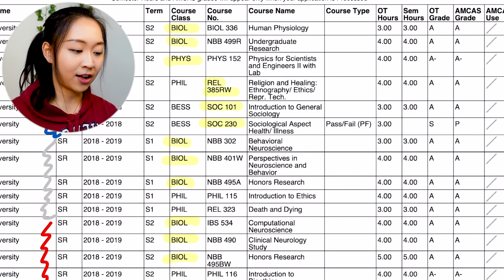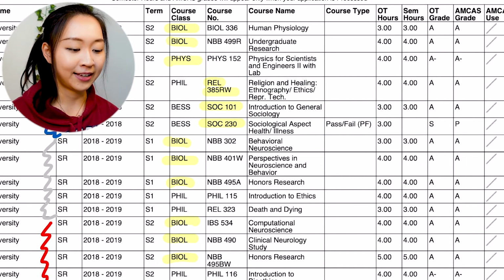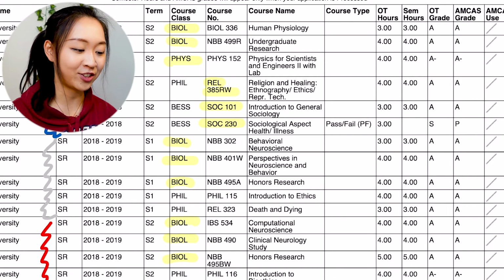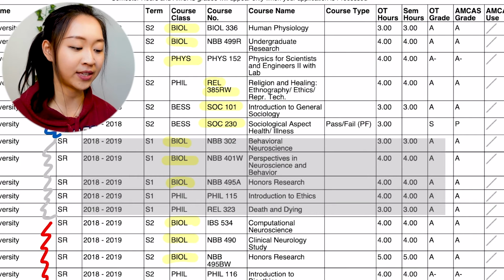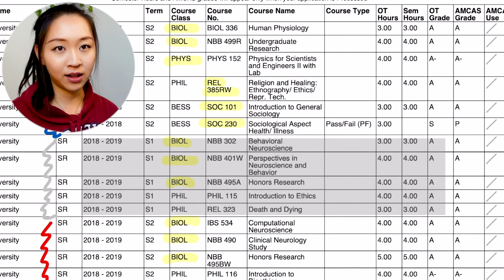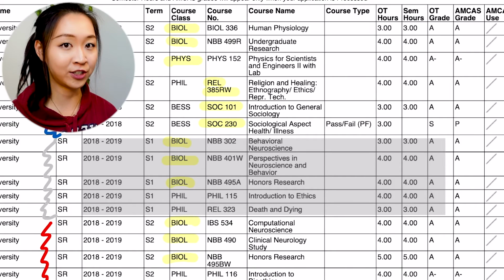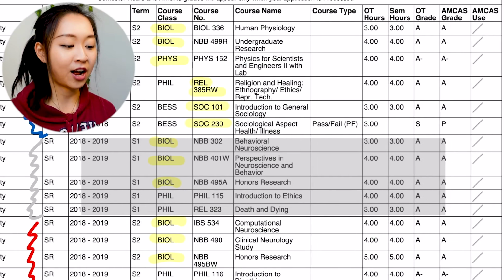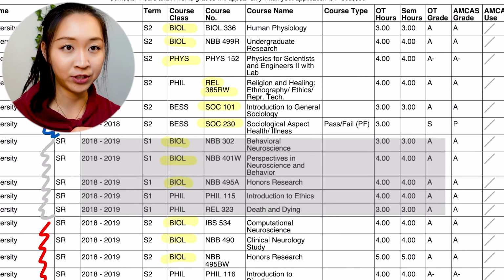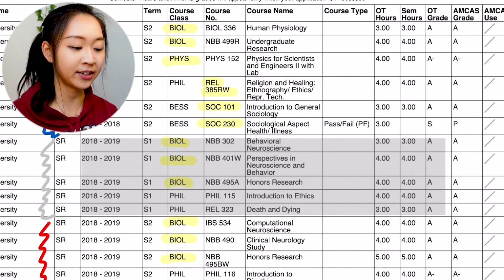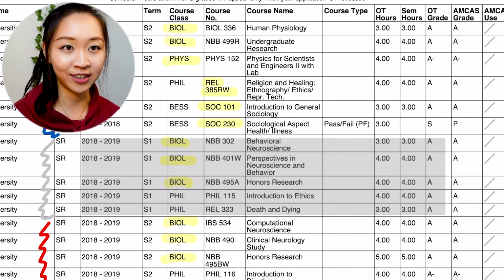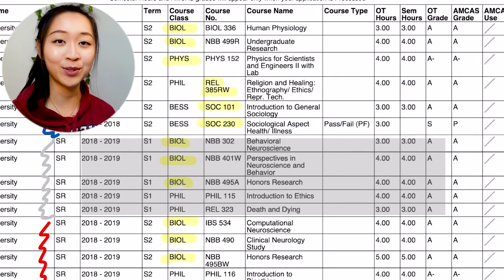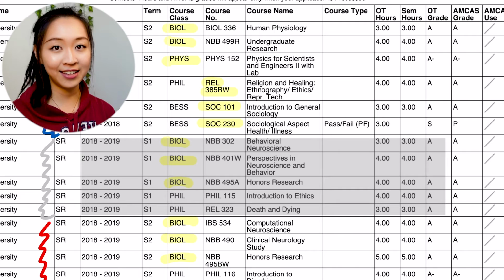And then moving on to my senior year, first semester, I took behavioral neuroscience, perspectives in neuroscience and behavior, all upper level neuroscience courses where we read a lot of research in neuroscience. I did honors research based on my research project from the previous year and took more philosophy and religion classes during my senior year. And that's when I declared ethics as a minor.